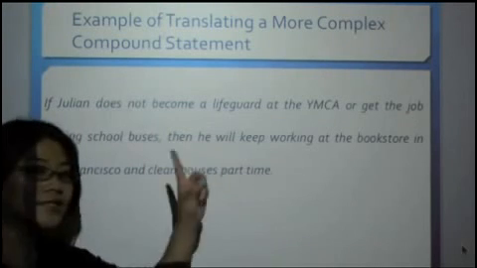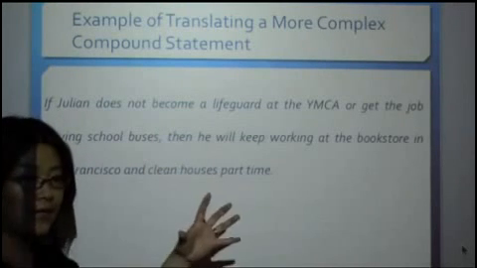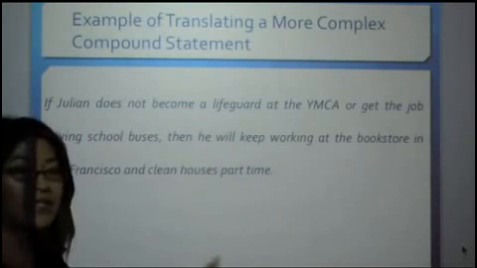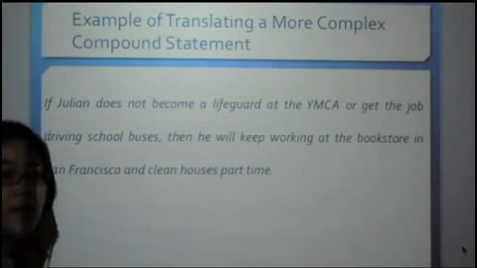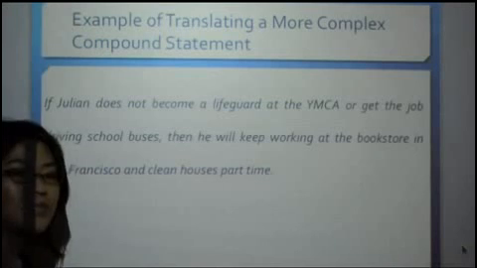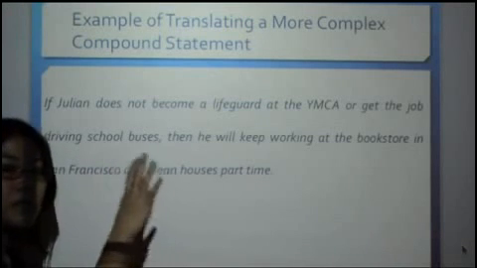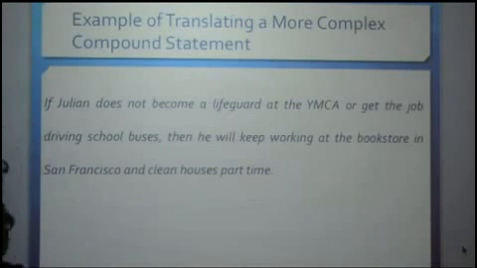So this is one statement. It's a very long statement, but it's still one statement, okay? And it's a complex compound statement. So what you want to do, first of all, again, is to identify all the simple statements that make up this single complex compound statement.